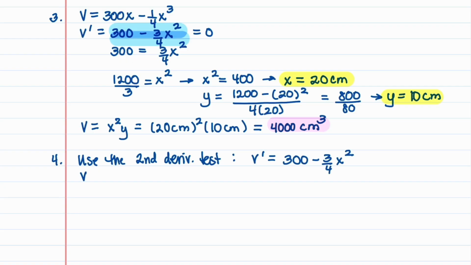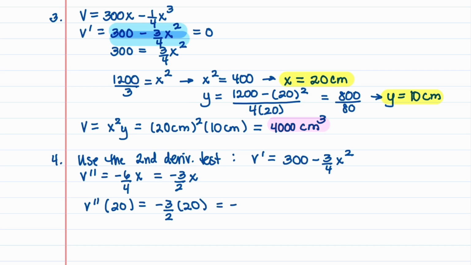Let's go ahead and find v double prime. It is equal to minus 6 over 4x, which is minus 3/2 x. Now we're going to substitute in that x is equal to 20 centimeters. So we'll say v double prime at 20 is minus 3/2 times 20, and this is minus 30, and it's less than 0.